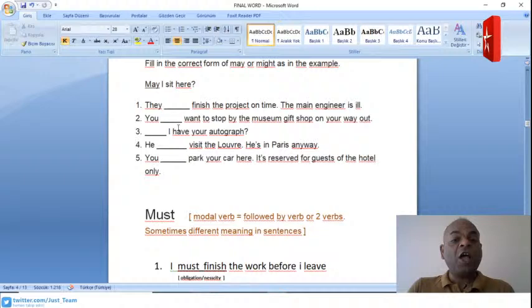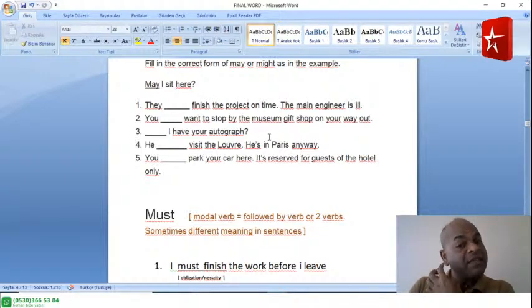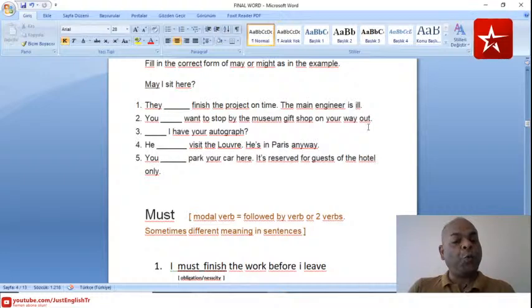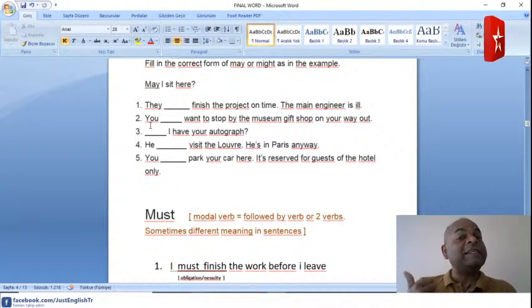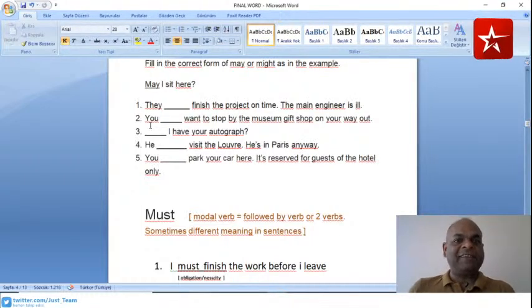You dash want to stop by the museum gift shop or on your way out. Now, guys, let's go to number 2 and give me the answer. Remember, a sentence could be positive or negative, and if it's just a positive, you will just pick up your answer might or may. So, okay, waiting for your answer, number 2.